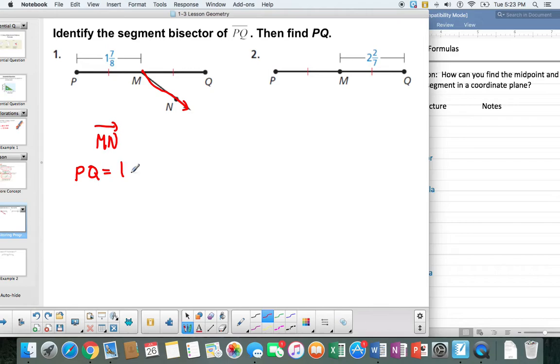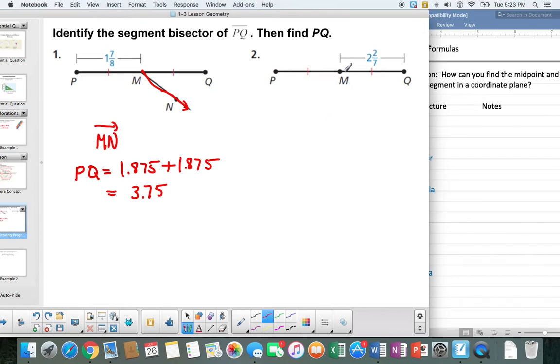The question is to find PQ, so PQ will be using the segment addition postulate, this length plus this length. Now, 7/8 is the same thing as 0.875, so you can change it to a decimal. And then when you add both of them together, you get 3.75 as your answer.